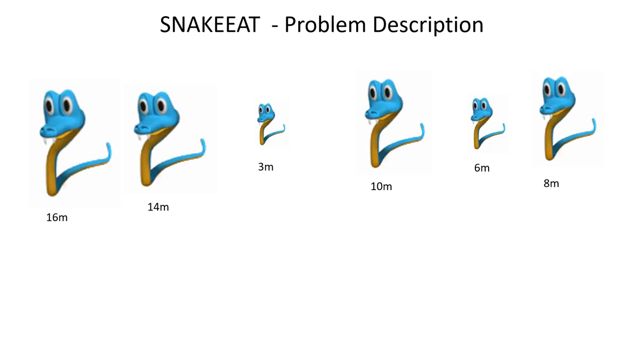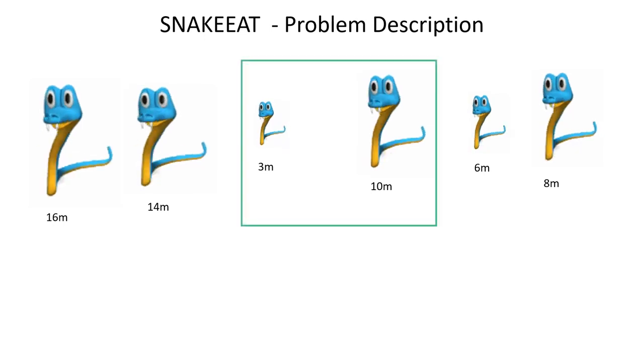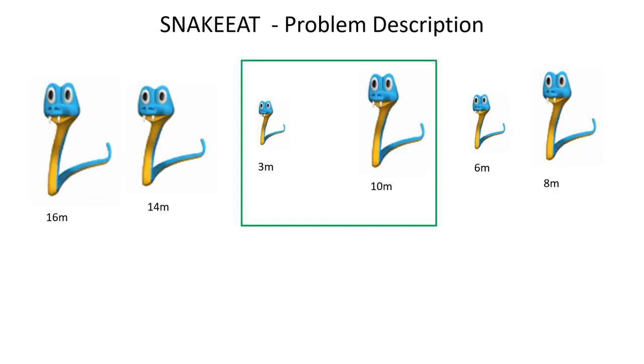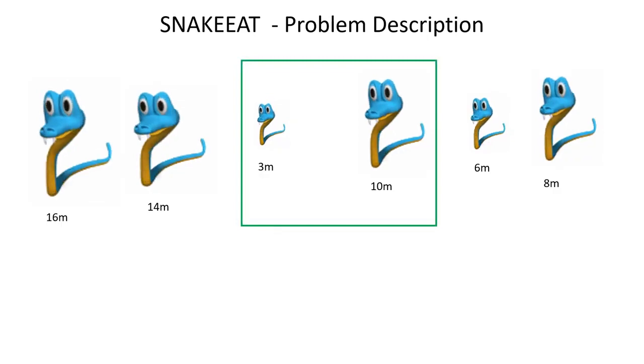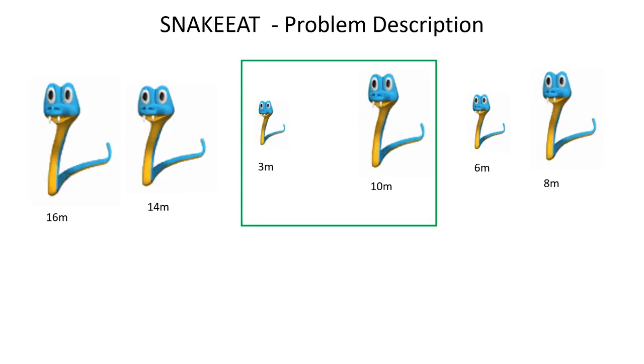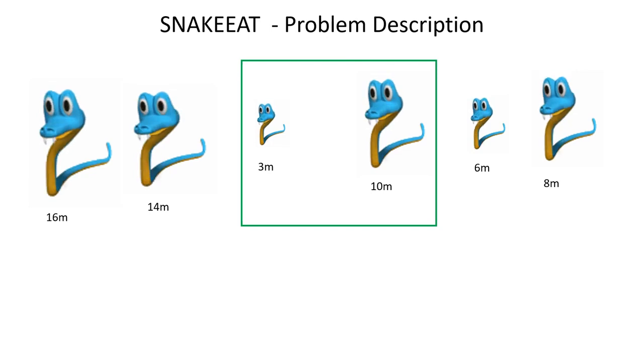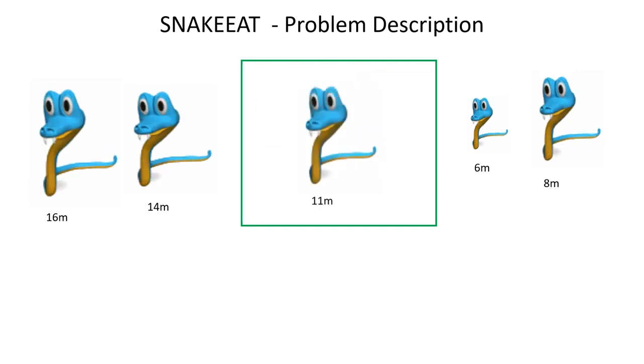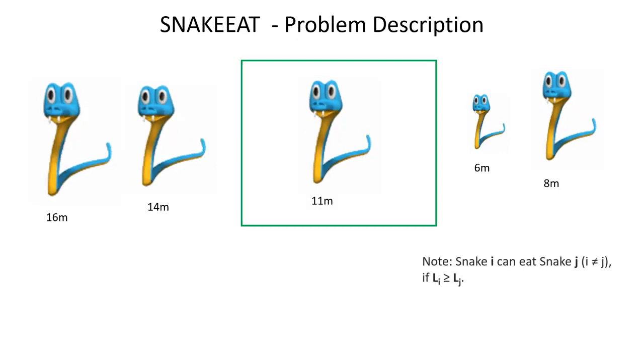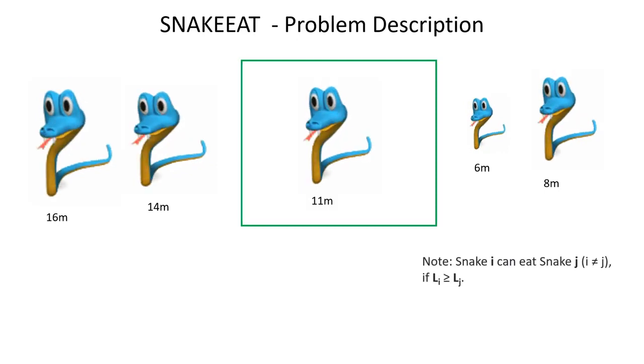So we have here a naive visual representation of some snakes of various lengths. Focus on the middle two snakes of length 3 meter and length 10 meter. Snake of length 10 meter can eat snake of length 3 meter because it is smaller, but vice versa is not applicable. When a snake eats another snake, its length increases by 1. So our new snake is of length 11 meter. An important thing to note is a snake can eat another snake which is less than or equal to its size. So the equal to is very important to note.